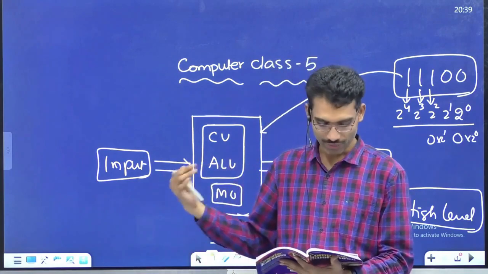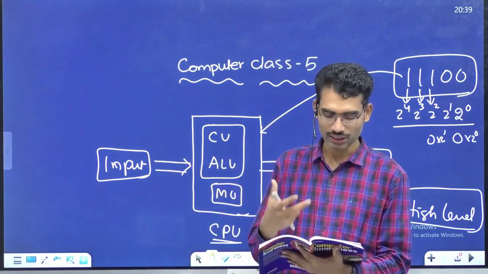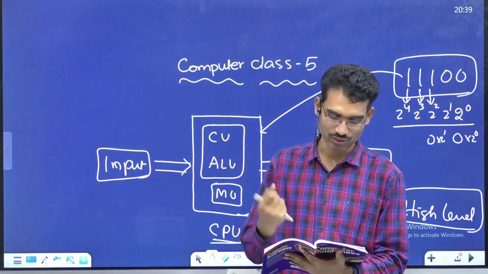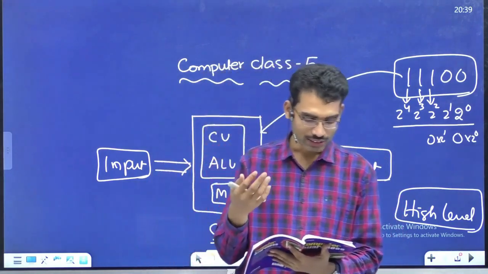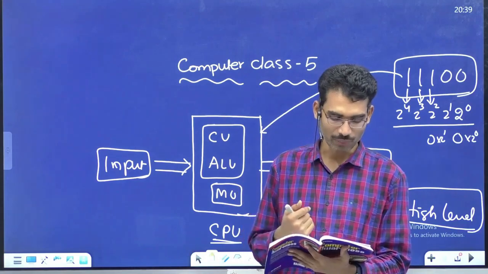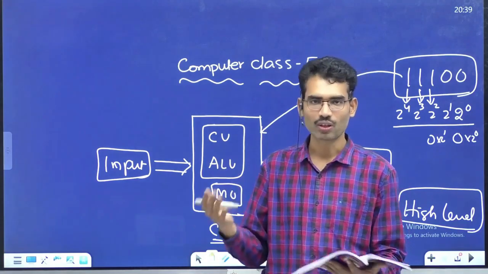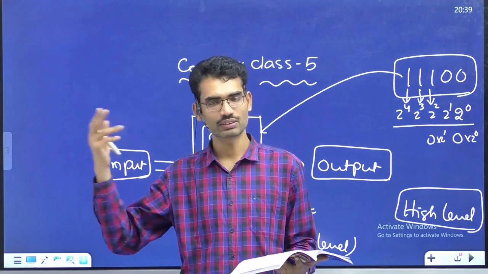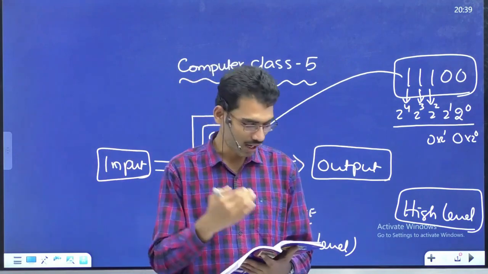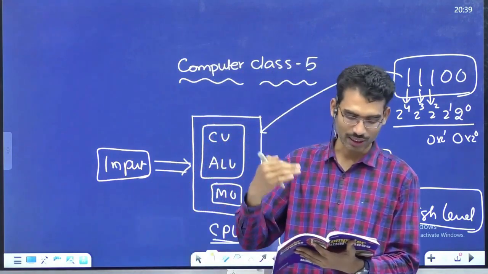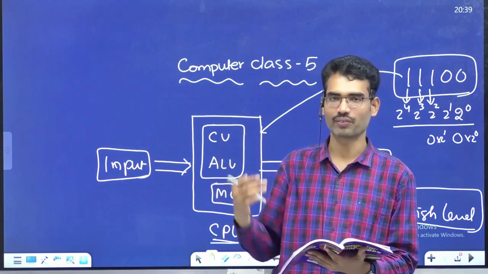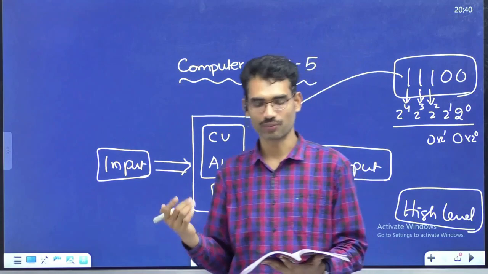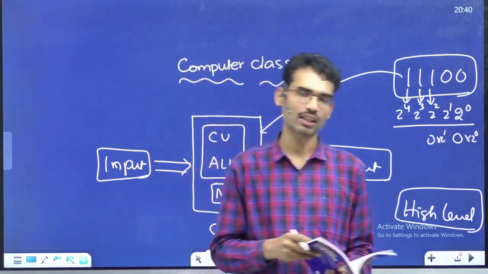One last question I will read. The use of combination of ones and zeros is a feature of which of the following types of computer language? Ones and zeros, in which language do we have? That is only machine language. The options here are C, COBOL, machine language, Pascal, high level languages. Simply machine language. This is how questions are asked.